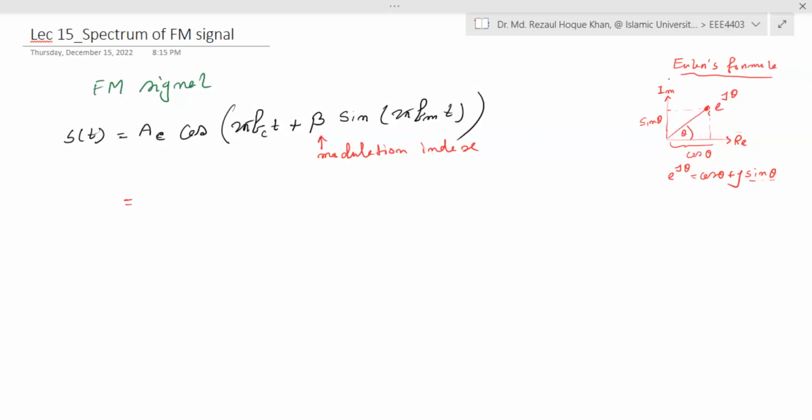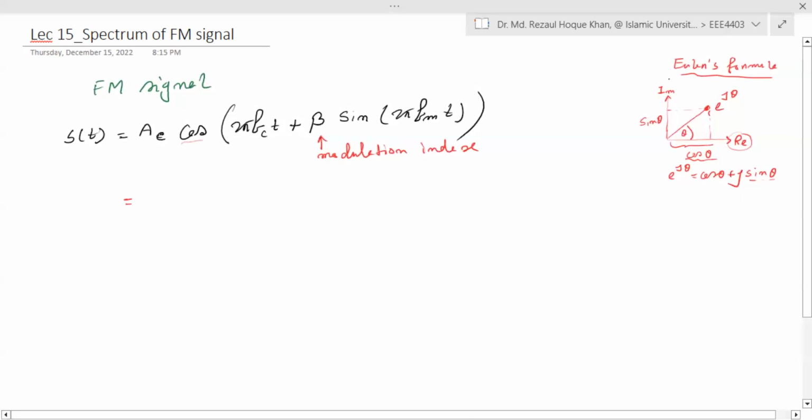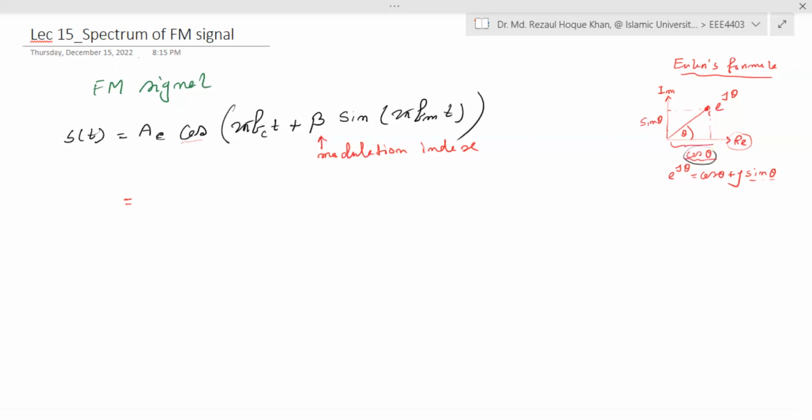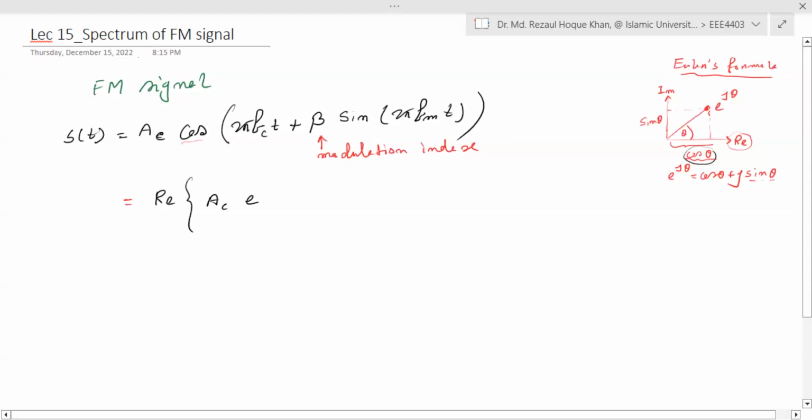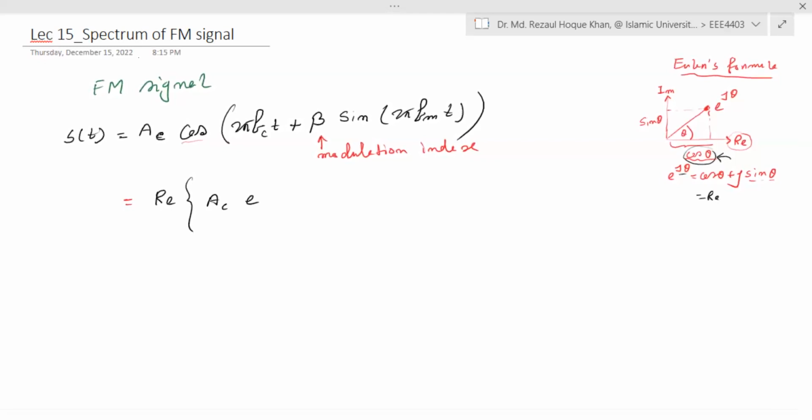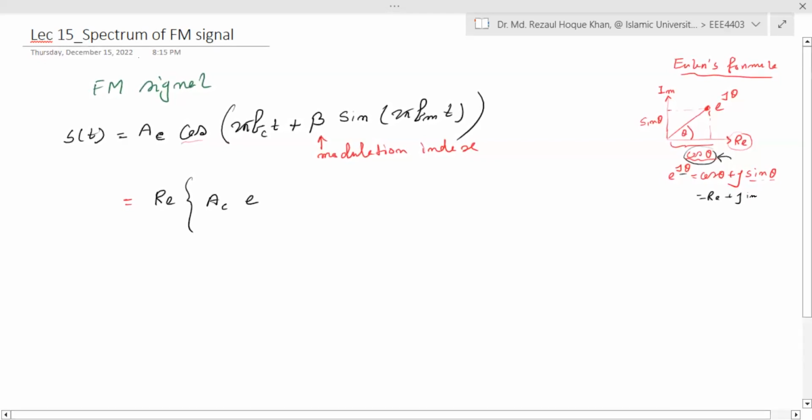So the real part is cos theta. We can write cos theta as the real part of a complex signal. Cos theta is nothing but the real part of e to the power j theta. This is the real plus j imaginary part, that is how it is expressed.